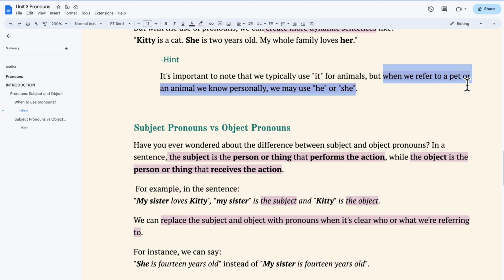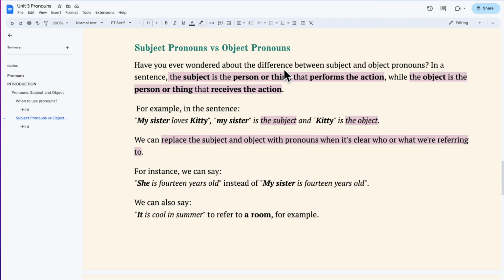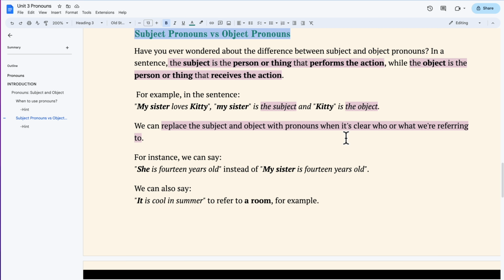Very nice. Then the next step we're gonna talk about is subject pronouns and object pronouns. Let's take a look how to use them correctly. The upcoming area is understanding subject and object pronouns. Have you ever wondered about the difference between subject and object pronouns? Simply put, in a sentence, the subject is the person or thing that performs the action, while the object is the person or thing that receives the action.